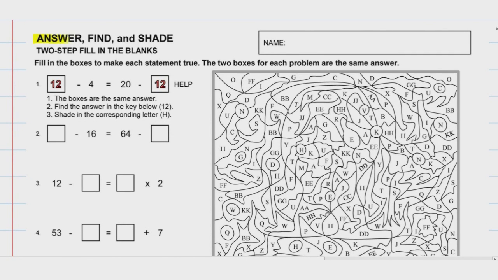You're working on an answer, find, and shade worksheet that's covering two-step fill in the blanks. And this is a level 1 worksheet. So I assume you don't have a lot of algebra experience or experience solving two-step equations. So what we're going to do is use mathematical reasoning and other different strategies to solve these equations. In other words, we're going to use our math brains.